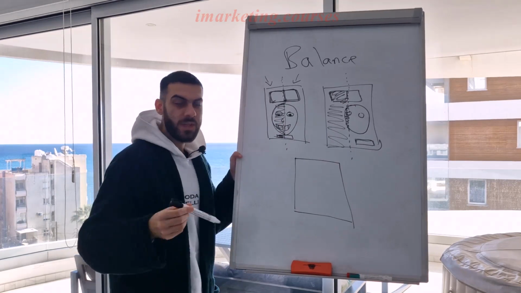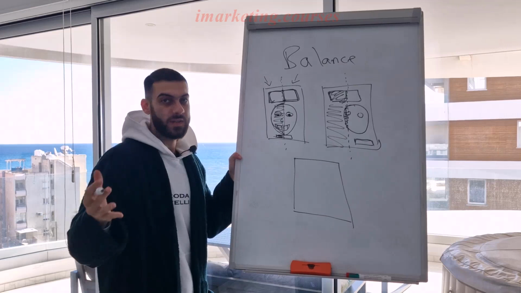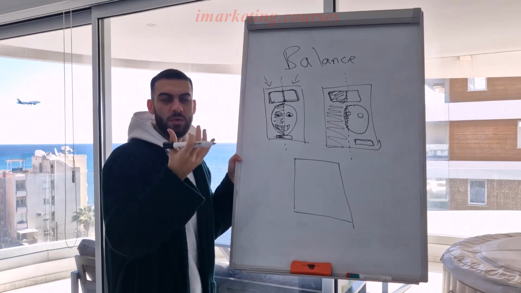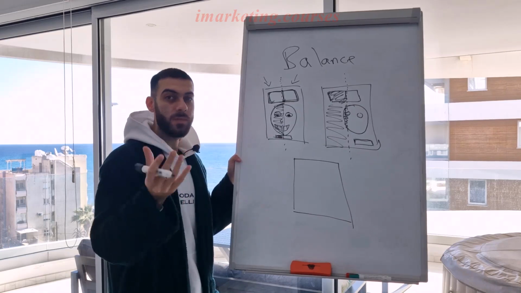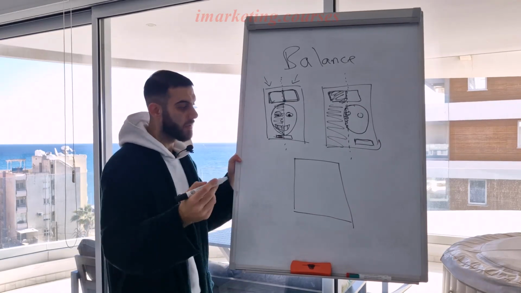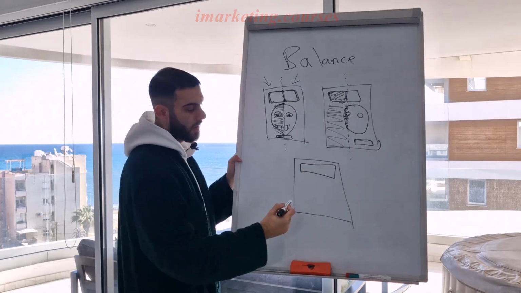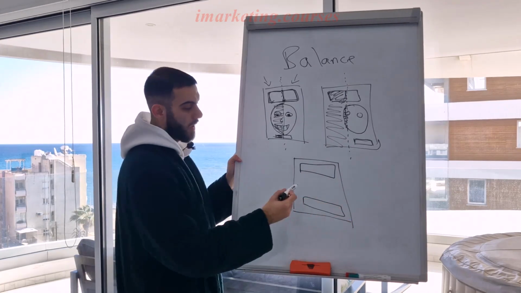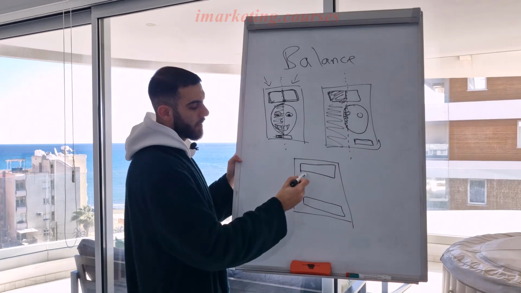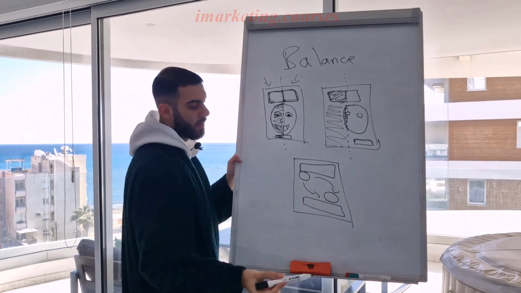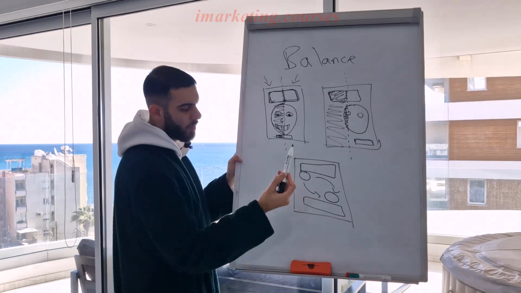Now, balance doesn't mean that it has to mirror the left and right side. It just means that if each element of your book cover has its own weight, you want an equal amount of weight on the left and on the right. So let's say I type a book title here, and then I have my subtitle here, and then I have the picture of the sun here and the picture of the moon here. Okay, let's say it's something like this. This is what my book cover looks like.